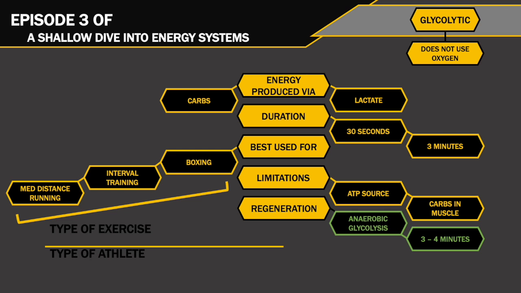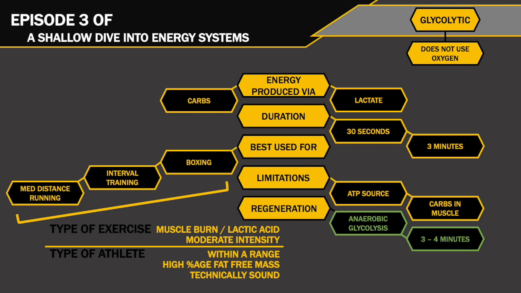When we take a look at the exercise involved in the glycolytic pathway, or even the athlete who does well in this pathway, the exercise is that muscle burn or lactic acid buildup. It is done at a moderate intensity when we look at the other energy systems, but in fact, it may feel like it's high intensity. The athlete, it's within a range. If we look at medium distance runners and boxers, we see many different body types. They still have a relatively high percentage of fat-free mass when compared to that oxidative athlete, but less when compared to that short duration ATP dominant system athlete.